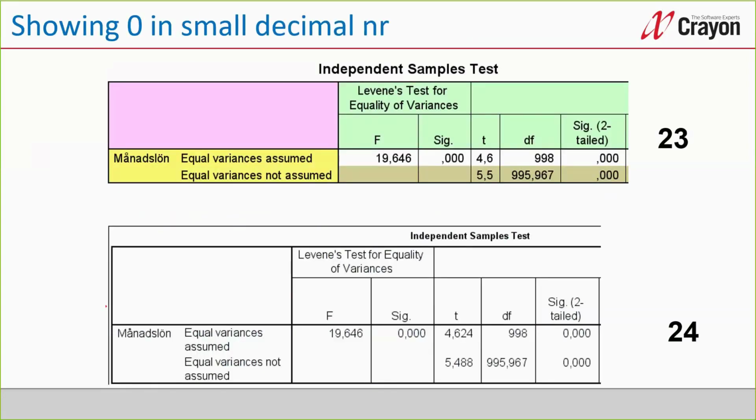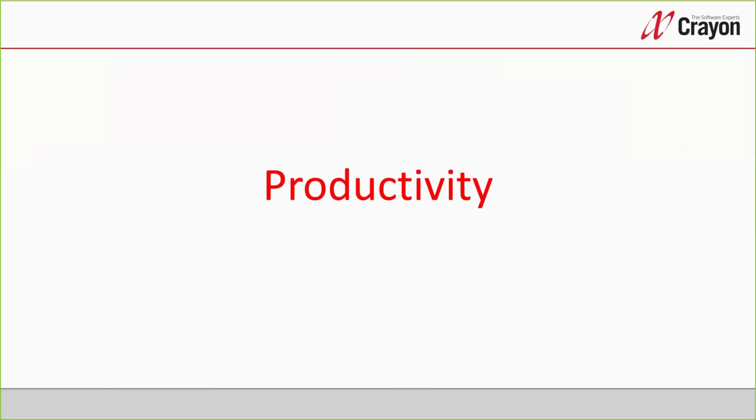The last news there in the look was the decimals in small numbers. So here you can see the old one. When you have a very small decimal number, you don't see the 0, but here you can see the 0. So that's the news about the look. Then we have the productivity for you when you work with SPSS.